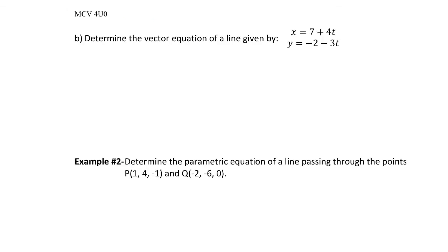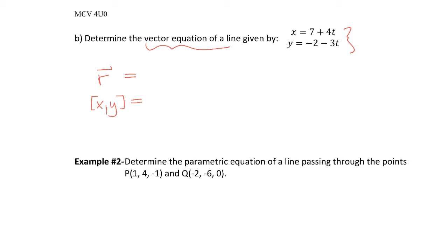My next example is going in the other direction. We're going to determine the vector equation of a line given the parametric equation of a line. I'm just going to use R. You could, if you wanted to, write x, y like that. You can write your vector either way. It doesn't matter to me.